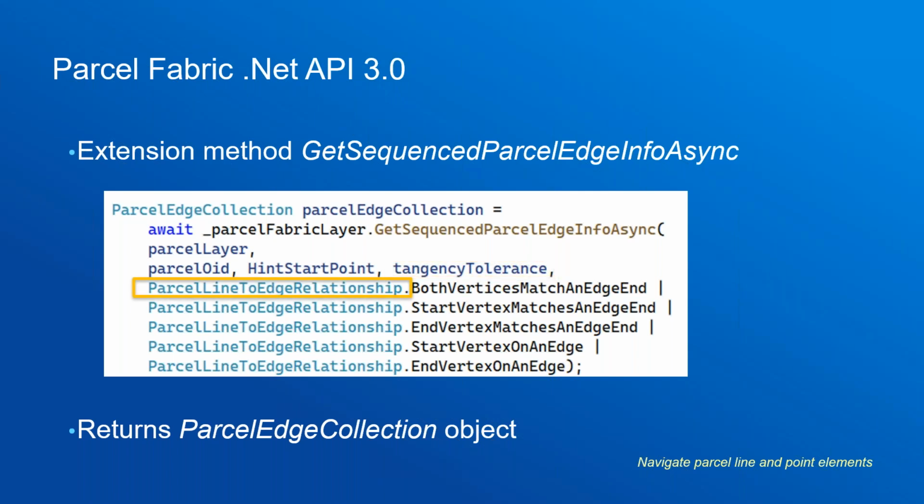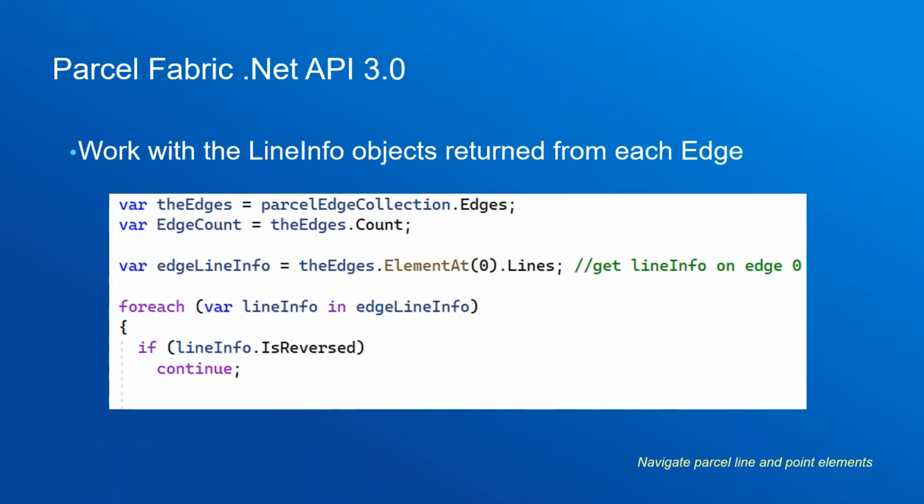And then there's a set of parcel line to edge relationships. And these allow us to filter out and get back only those boundary lines that make sense for our particular requirements for our custom tool. And you'll see here are some of those same qualitative relationships on those relationships.